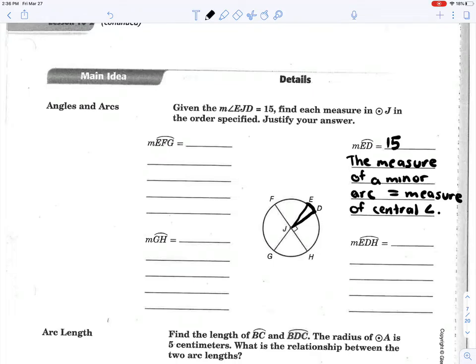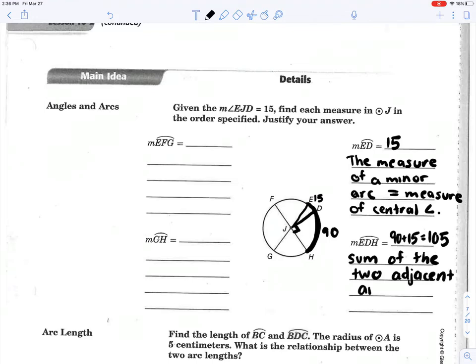Is there anything else I know? If this is 15 because the central angle is 15, I notice this one here has a central angle of 90, which means this arc DH is going to be 90. This is asking me about arc EDH. Well, that's going to be 90 plus 15, which is 105, because the measure is equal to the sum of the 2 adjacent arcs.